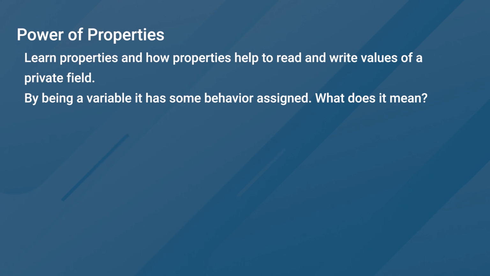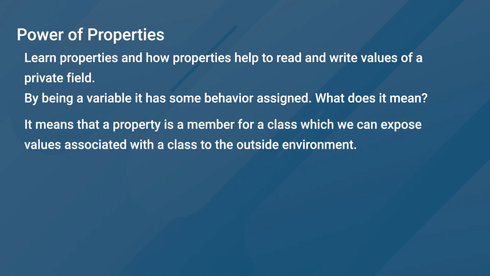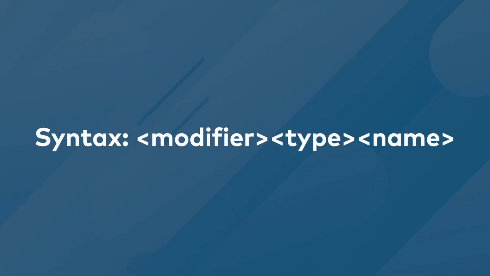What does it mean? Well, a property is a member of a class, with which we can expose values associated with a class to the outside environment. Another way of saying this is that a property is a class member that holds a piece of data about an object. A property can be defined as read-only, meaning it cannot be modified. We only have access to that data.